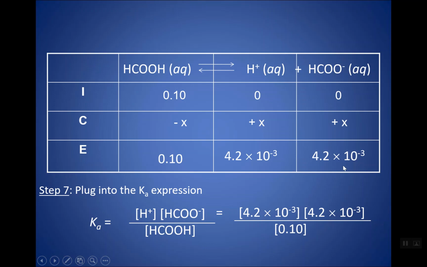H plus and my conjugate base, notice they have the same concentrations as long as this is a monoprotic acid, meaning as long as one H plus is released, it's a 1-to-1 ratio. So you're always going to get basically the H plus concentration squared in the numerator. It's almost basically like an x squared, H plus squared.